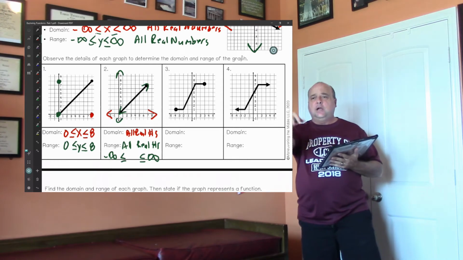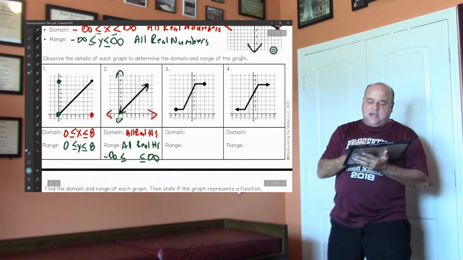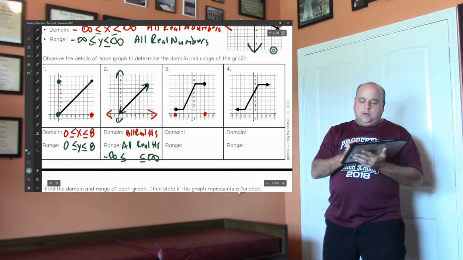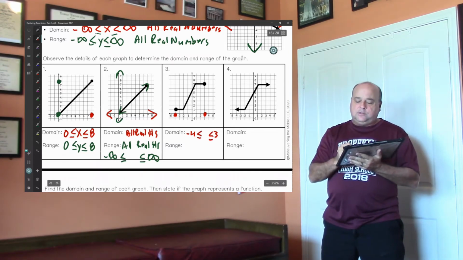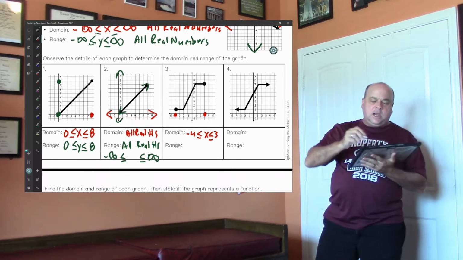So the domain is going to go from left to right, the range from bottom to top. Start on the left at -4, go to the right to +3. And so our domain will start at -4 and go to 3. They both have less than or equal symbols because the dots are closed, and put an X in the middle.